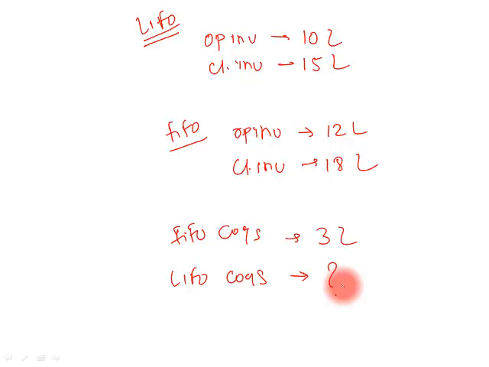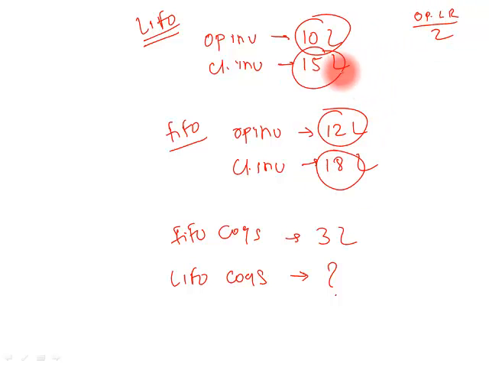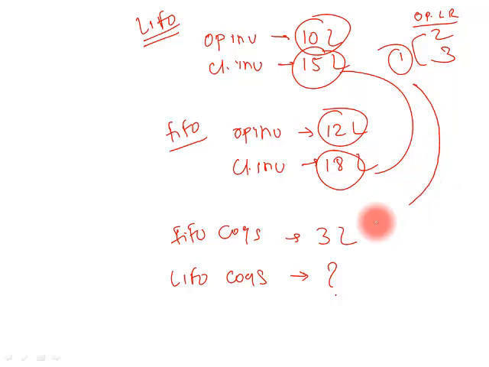4 is the answer. How? Opening LIFO was 10, opening FIFO was 12. Since FIFO inventory is higher by 2, opening LIFO reserve is 2. Closing is 15, closing is 18, closing LIFO reserve 3. LIFO reserve increased by 1. That means the difference in the two COGS is 1. Therefore LIFO COGS is 4.